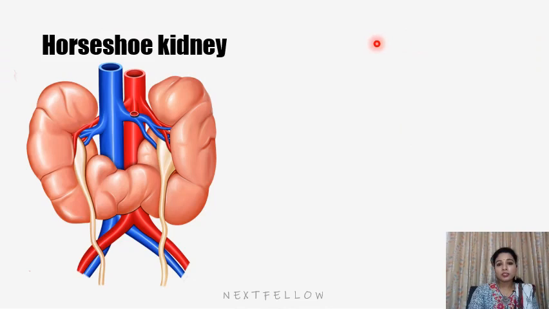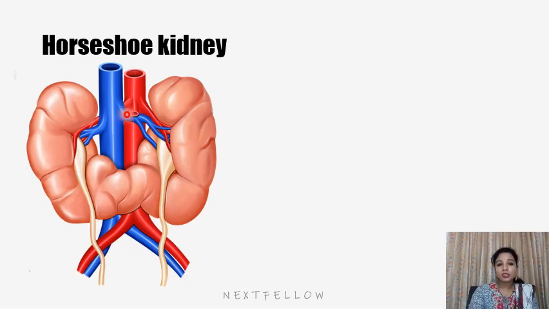Let's see some congenital anomalies. Horseshoe kidney means the lower poles of the kidneys are fused. It develops as a result of fusion of the lower poles of the two kidneys. So the ureters pass anterior to the isthmus. You can see the connection between the two lower poles is called the isthmus, and we can see the ureters run anterior to the isthmus and may get obstructed due to the impingement.